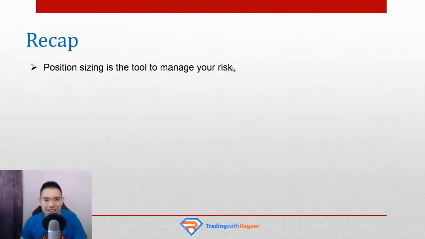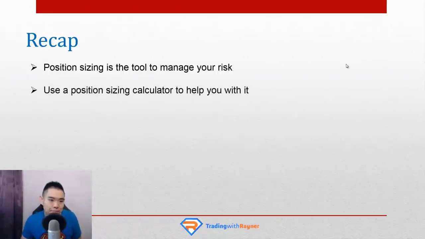So let's do a quick recap. Number one, position sizing is the tool to manage your risk. And use a position sizing calculator to make your life easier. I don't expect you to calculate it manually. Most brokers usually have an inbuilt calculator function. If it doesn't have, then you go to any of the free websites via Google and you can use the calculator to help you calculate the number of units to trade, such that even if the trade is a losing trade, you only lose a fraction of your account.